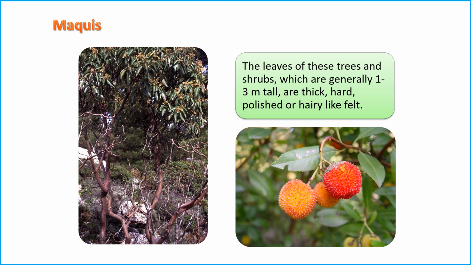The leaves of these trees and shrubs, typically ranging from 1 to 3 meters in height, exhibit various adaptations to the Mediterranean climate.